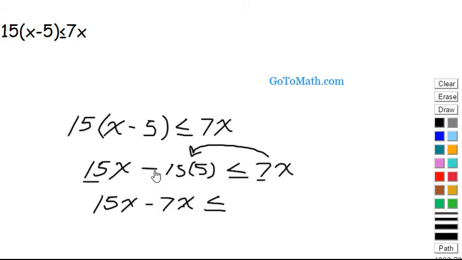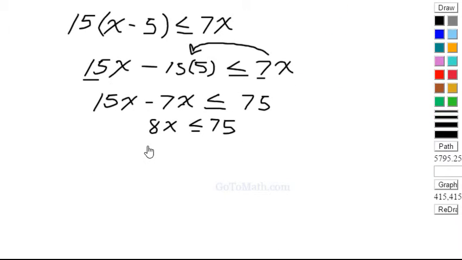Now, because it's a negative, when we bring it over to the right-hand side, it becomes positive, right? So let's just do that, 75. And then, of course, we've got 15 minus 7. And I think we all know what that is. 8x less than or equal to 75.